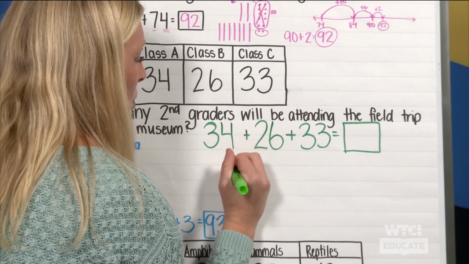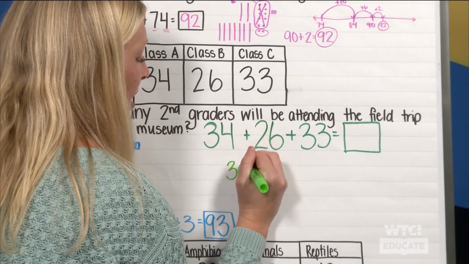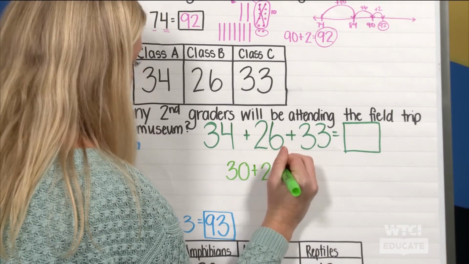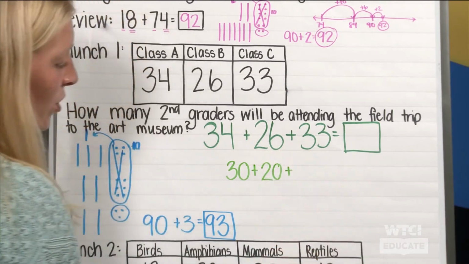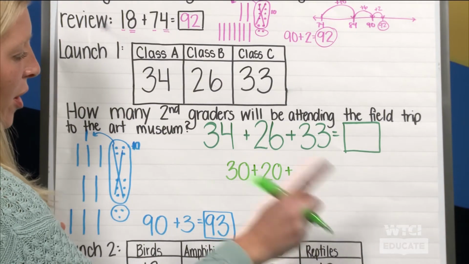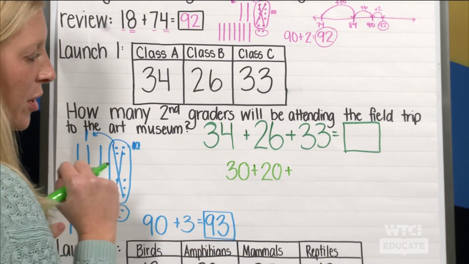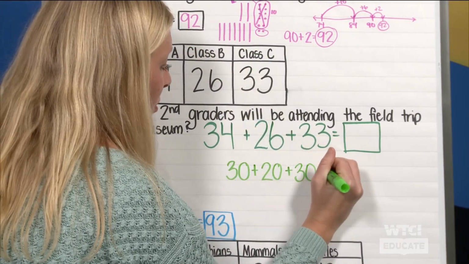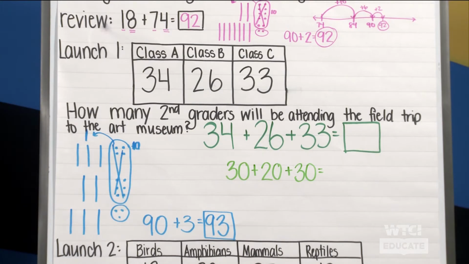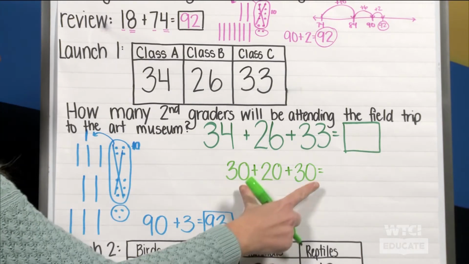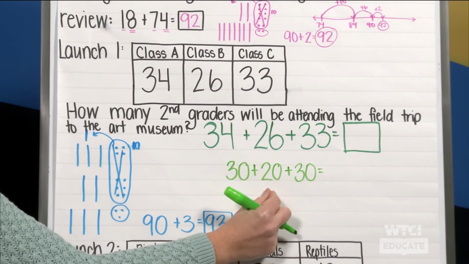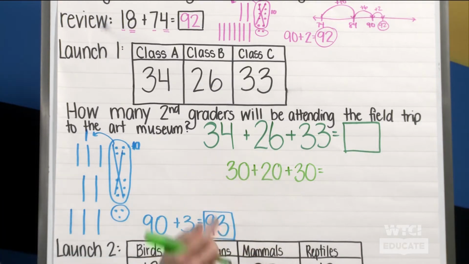Now, when you were drawing your 10s, how many 10s were in 20? There's 20. I have 2 10s, which is worth 20 from 26, 3 10s worth 30 from 34, and 3 10s worth 30 from 33. And what will I get if I add those 10s together? Did anybody else see those 2 3s? That makes 6. So then we have 30 and 30, which makes 60. 70, 80.